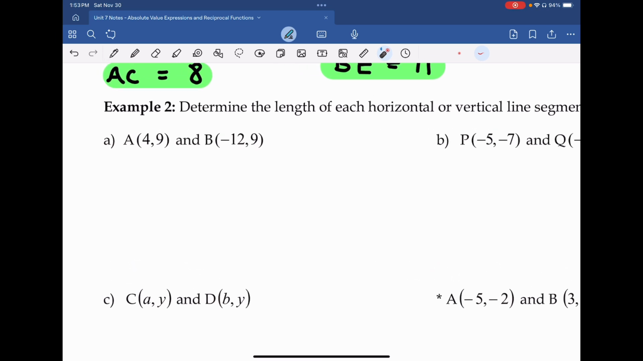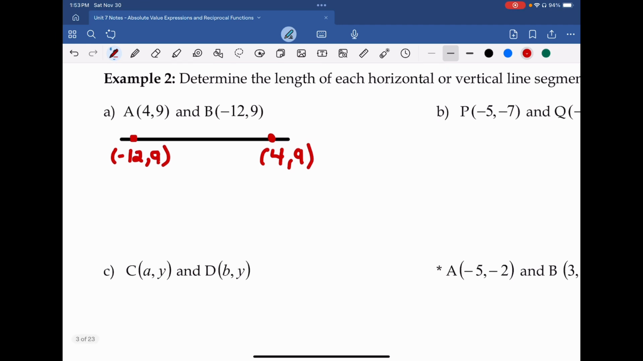So if I look at this one here, I notice one thing in particular about these 2 points. The 9 that's here is representative of the y value, and the y value is the same. If the y value is the same, it means the 2 points are horizontal. It means I have my -12, and that point is going to be over here. This would give me the -12 and 9 here. On this side, it would give me the +4 and 9.